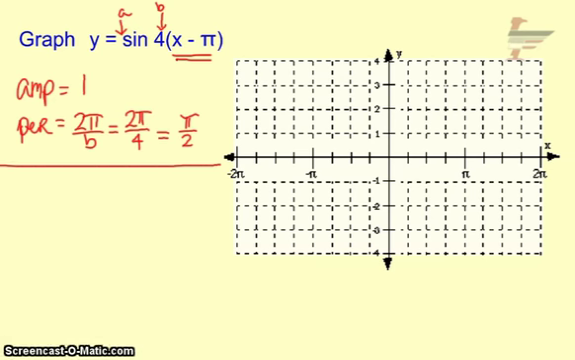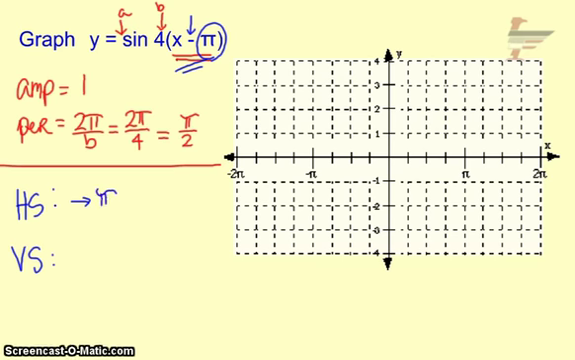All right, next we do want to identify any horizontal or vertical shifting that's happening. Horizontal shift, look inside with your x's. Because it's x minus, your tricky x tells us that we are going to shift in the opposite direction of the minus, so we're going to shift to the right, whatever that is. So we're going to shift to the right pi.